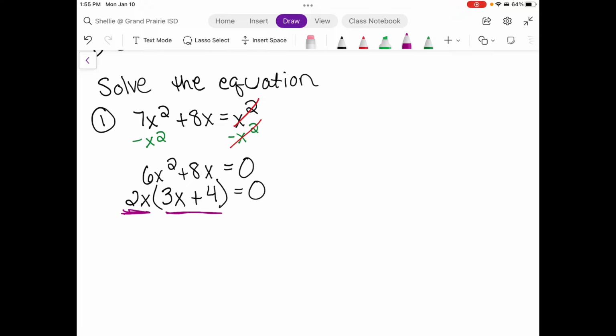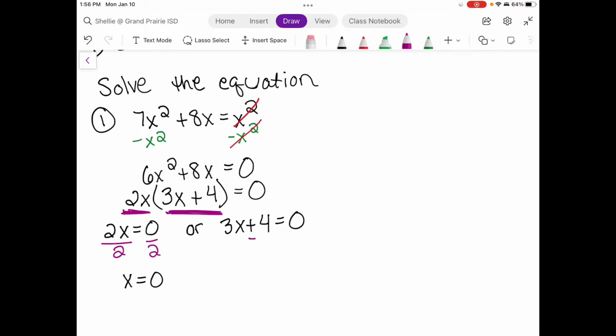So that means either 2x is 0 or 3x plus 4 is 0. So I need to look at both of those options. So either 2x equals 0 or 3x plus 4 is equal to 0. That way when I multiply them, the whole equation is still equal to 0. So I'm going to solve both of these equations. So I would divide both sides by 2 here. And I end with x is equal to 0.